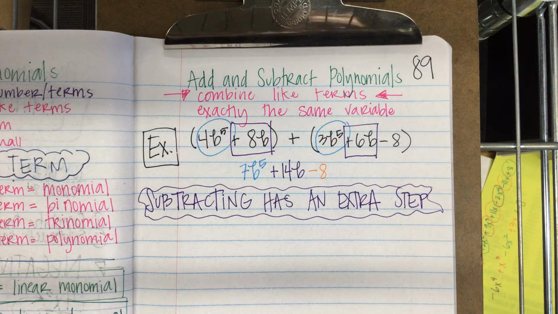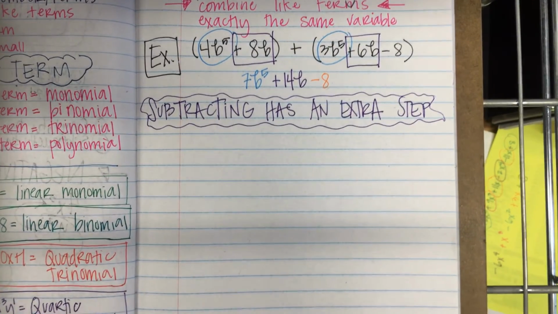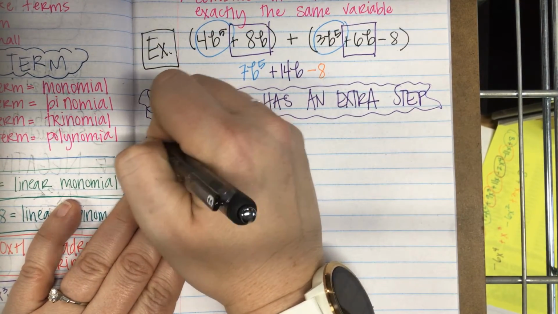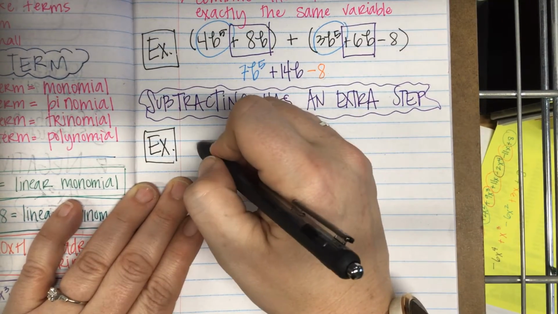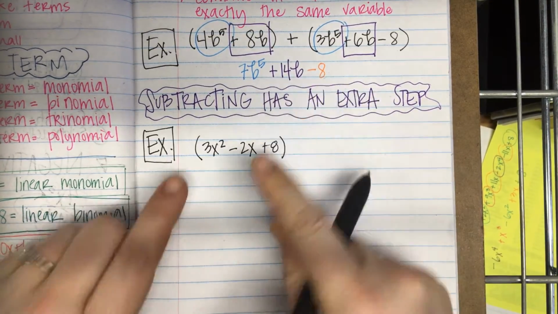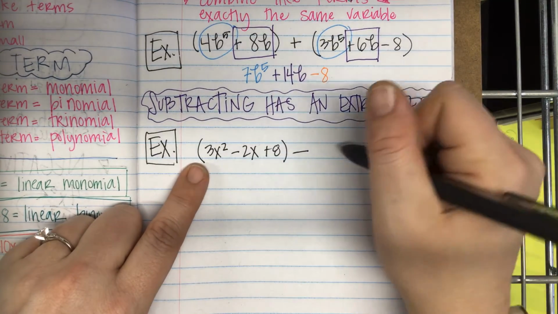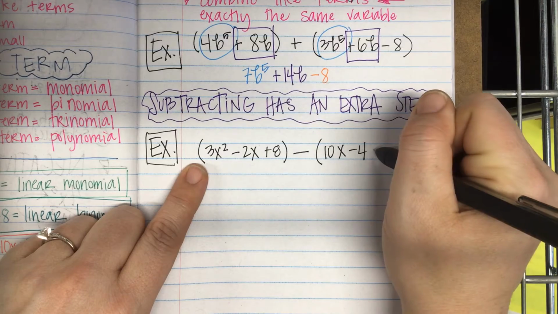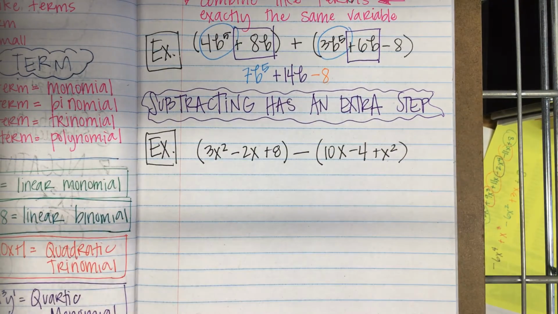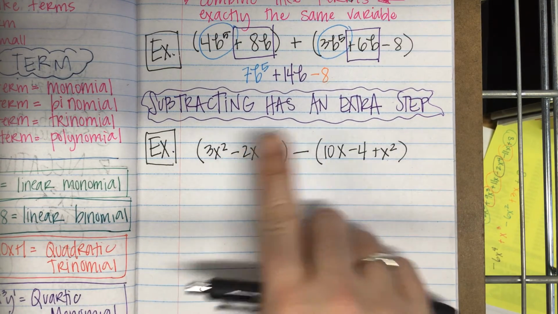Subtracting has a little trick up its sleeve. It's not hard. It's just you sometimes forget about it if you're going too fast. Quadratic trinomial minus quadratic trinomial, but not in standard form. That's okay, we'll fix it later. But I have a quadratic trinomial minus a quadratic trinomial. I'm subtracting polynomials.